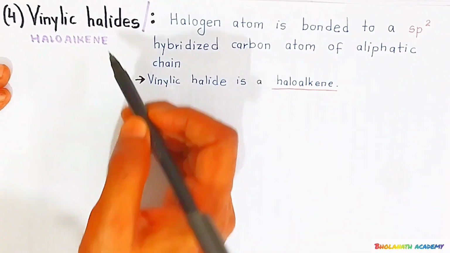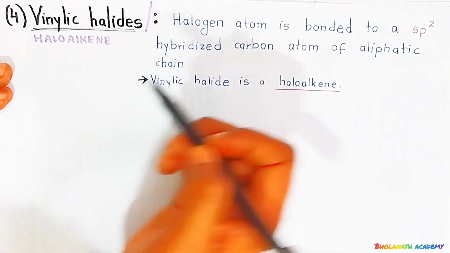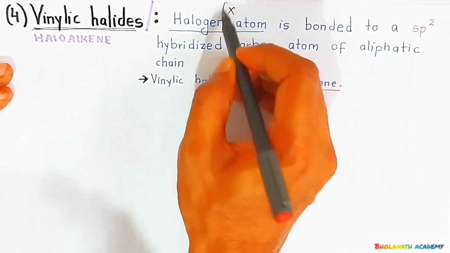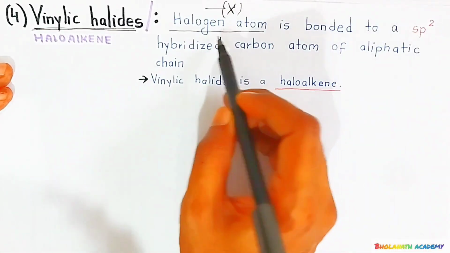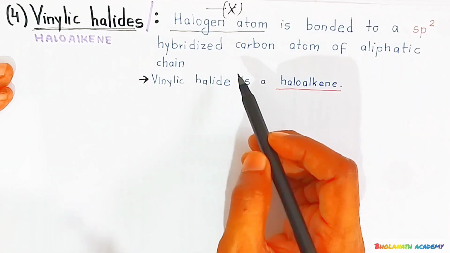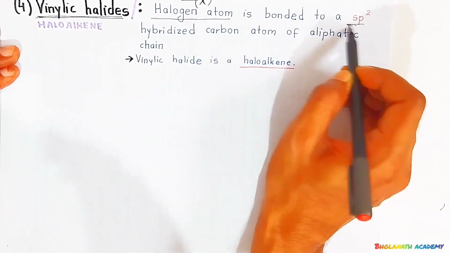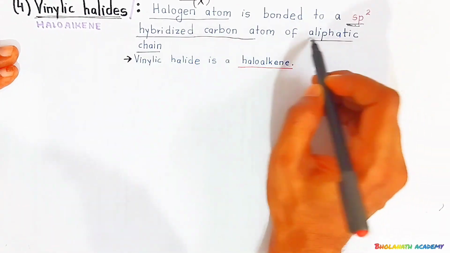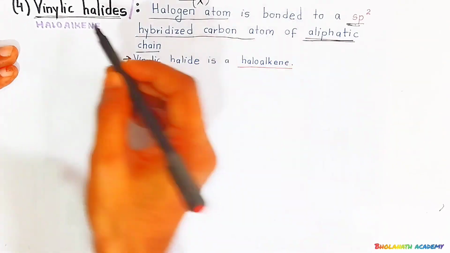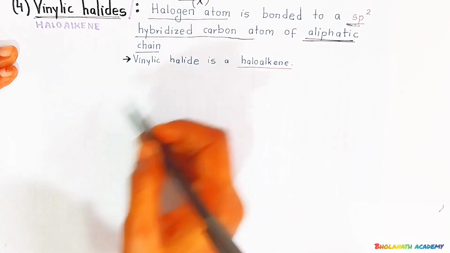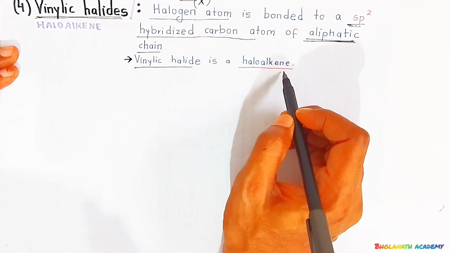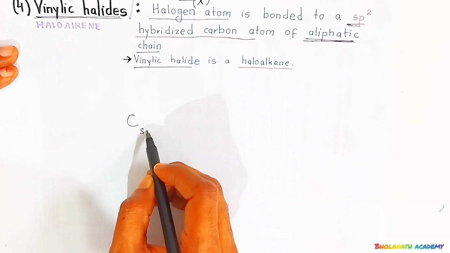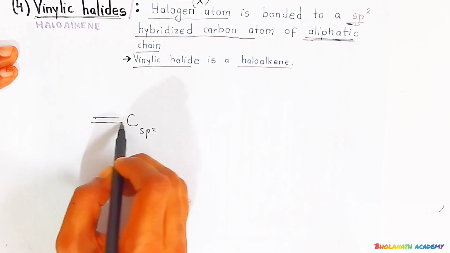Fourth example of monohalogen derivative is vinylic halide. What is vinylic halide, students? When halogen atom, only one halogen atom we are talking, students, because this chapter deals only with monohalogen derivatives, halogen atom is bonded to sp2 hybridized carbon atom of aliphatic chain. Here, students, the word aliphatic is very important. The compound obtained is called as vinylic halide. Vinylic halide is haloalkene, always, because carbon which is sp2 hybridized will always contain carbon-carbon double bond.